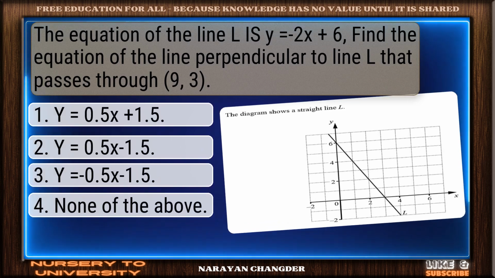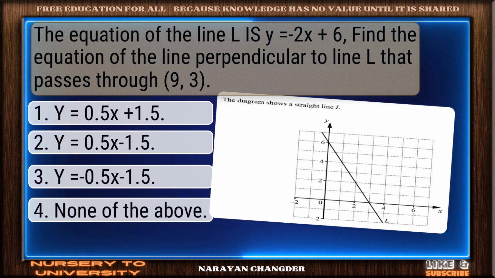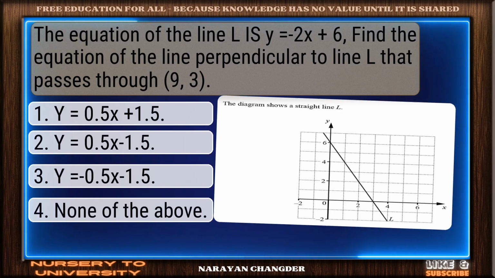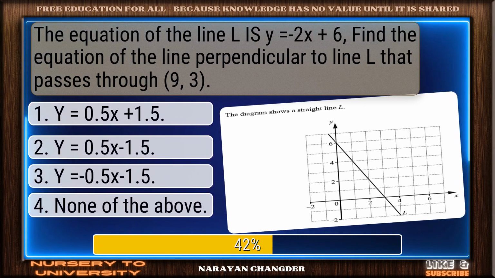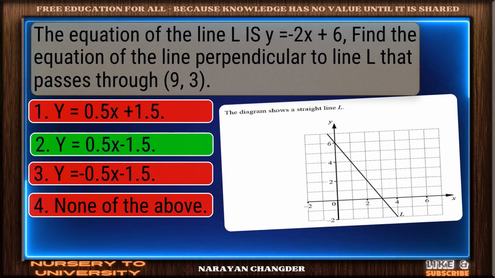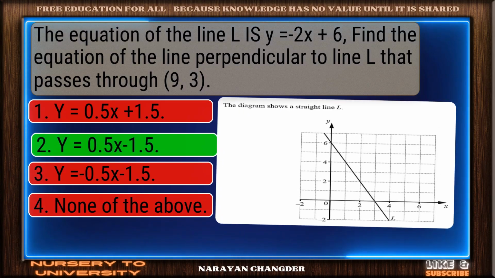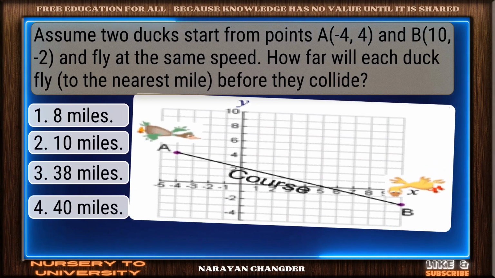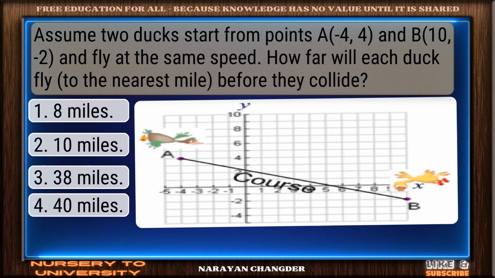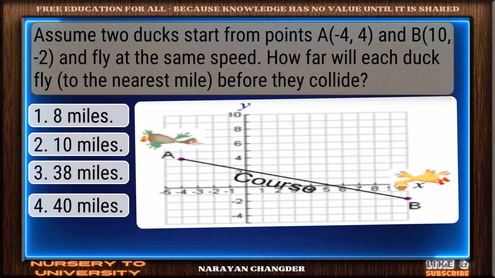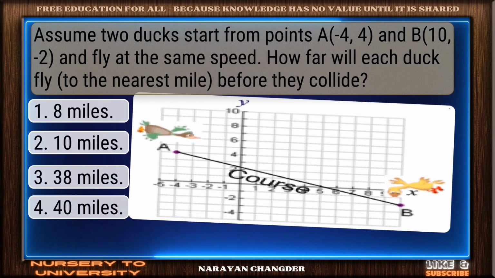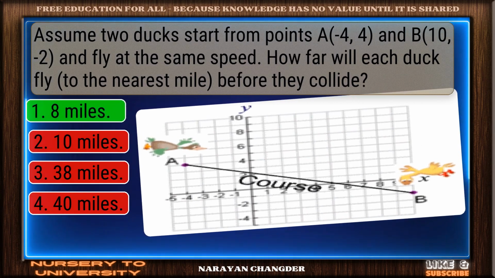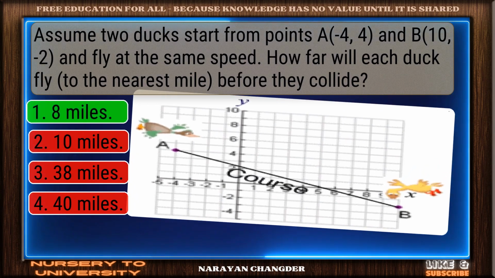The equation of the line L is y equal to 2x plus 6. Find the equation of the line perpendicular to line L that passes through. Correct. Y equal to negative 0.5x plus 1.5 is spot on. Assume 2 ducks start from points A and B and fly at the same speed. How far will each duck fly before they collide? On track, 8 miles is correct.